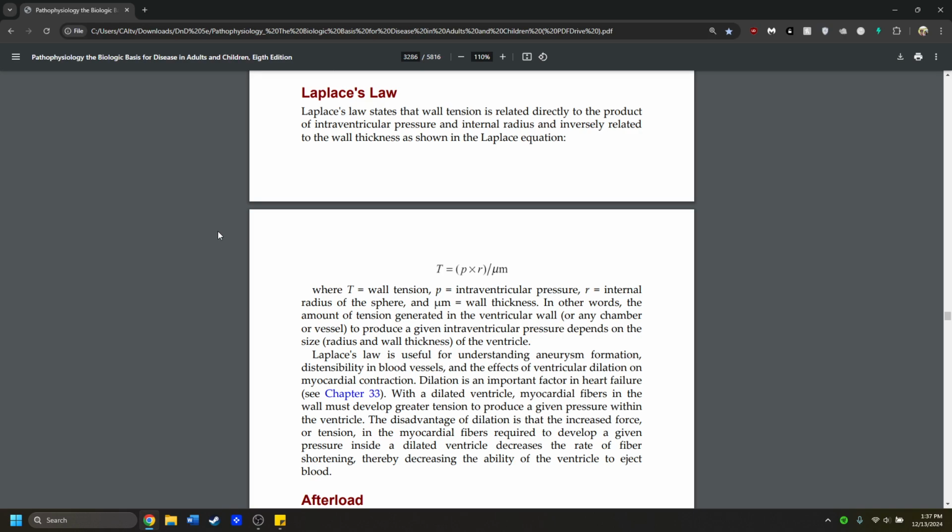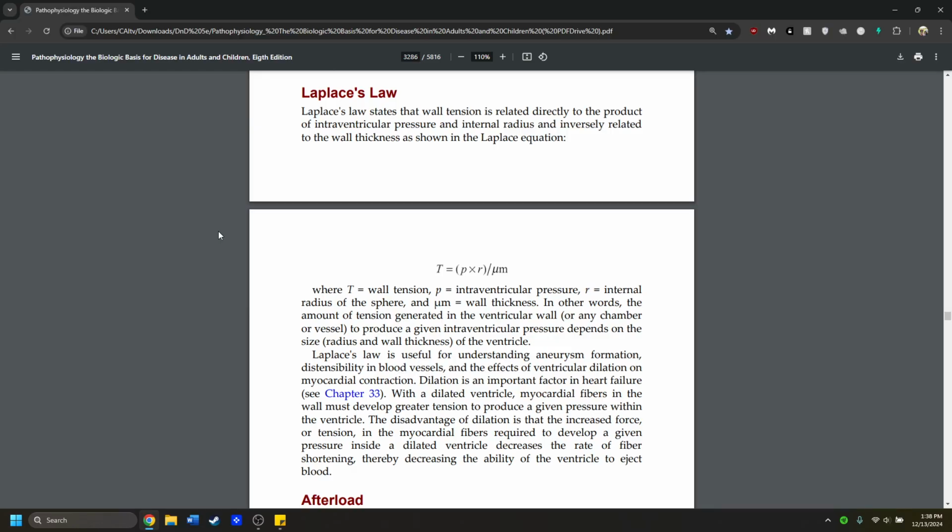So we have our wall tension, which equals our intraventricular pressure times the internal radius of the sphere divided by the wall thickness. In other words, the amount of tension generated in the ventricular wall or any chamber or vessel to produce a given intraventricular pressure depends on the size, the radius, and wall thickness of the ventricle. Laplace's law is useful for understanding aneurysm formation, distensibility in blood vessels, and the effects of ventricular dilation on myocardial contraction. Dilation is an important factor in heart failure.